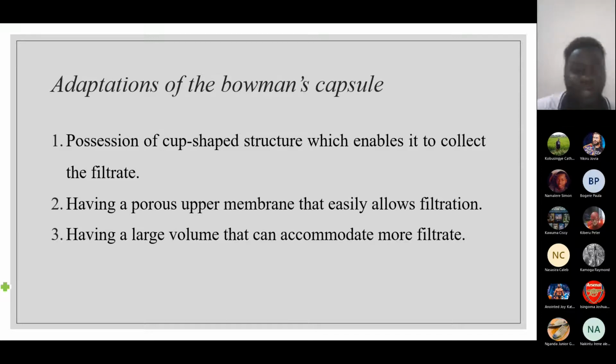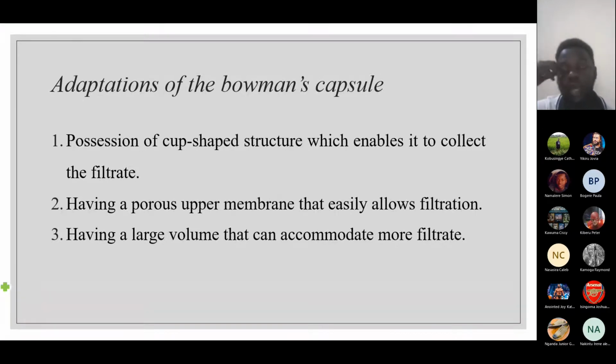The filtration that happens in the glomerulus happens entirely on a size basis, not importance, not quality, not nature of the material. It happens on the size. Small molecules filter through, large molecules like proteins and red blood cells do not filter through and remain in the blood.